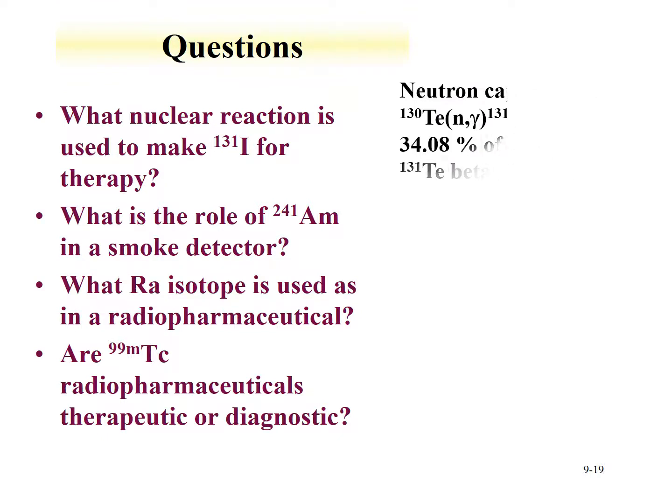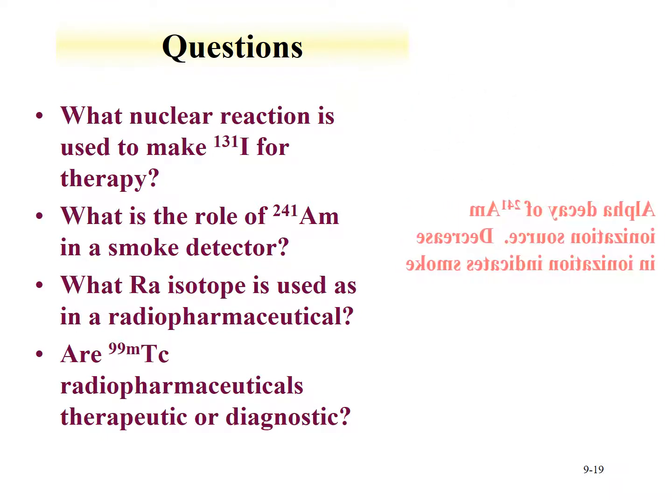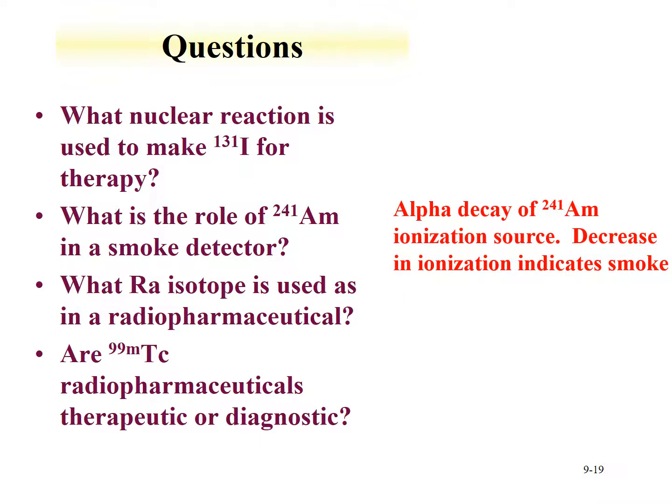What's the role of americium-241 in a smoke detector? The americium-241 provides the alpha sources, the alpha particles, that result in ionization. Generally, when there's no smoke present, the alpha particles are ionizing air. This creates a low current that is measured in the ionization chamber. When smoke enters the ionization chamber, this current is decreased since some of the ionized particles will absorb to the smoke, and this indicates that smoke is present with the resulting alarm from the smoke detector.